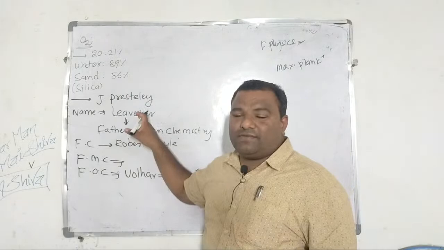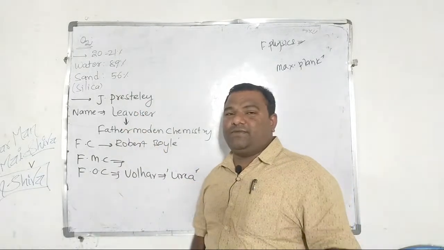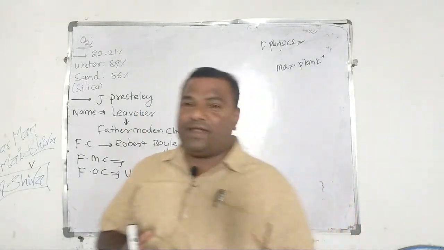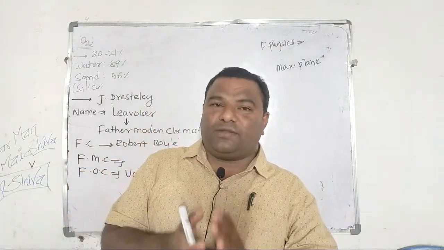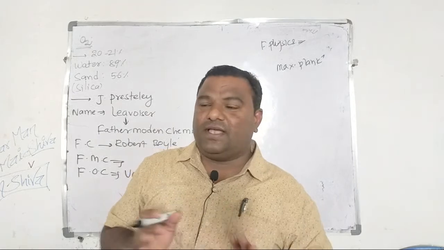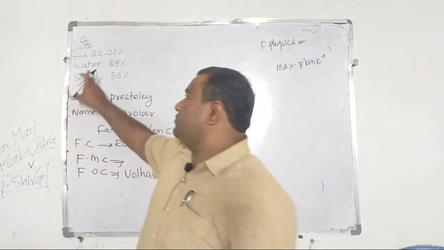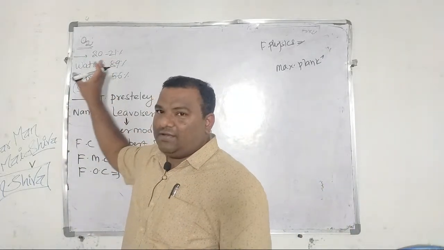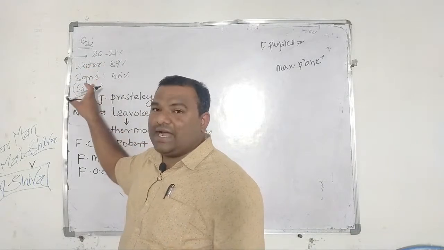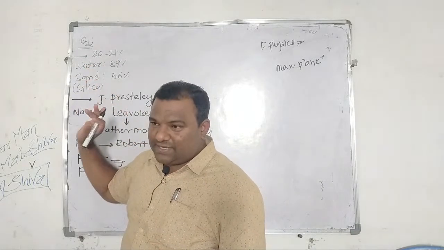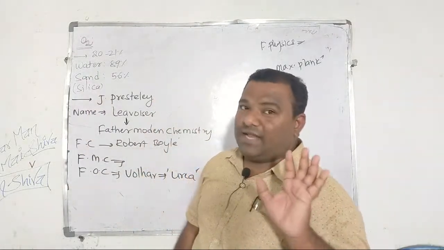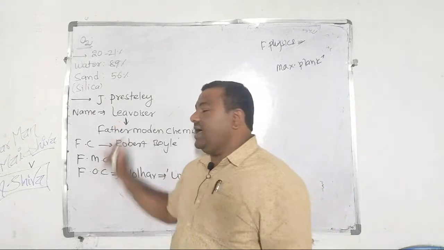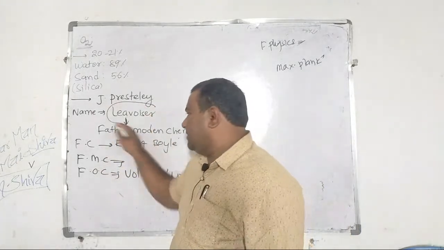So oxygen was prepared by Joseph Priestley. Once again listen, in the asking examination, in the matching type, they ask nitrogen percentage and oxygen percentage. In the atmosphere, oxygen is 20 to 21%. In water, 89%. In sand or silica, 56%. So oxygen was prepared by Joseph Priestley. The name oxygen was given by Lavoisier. Last time a question was asked.